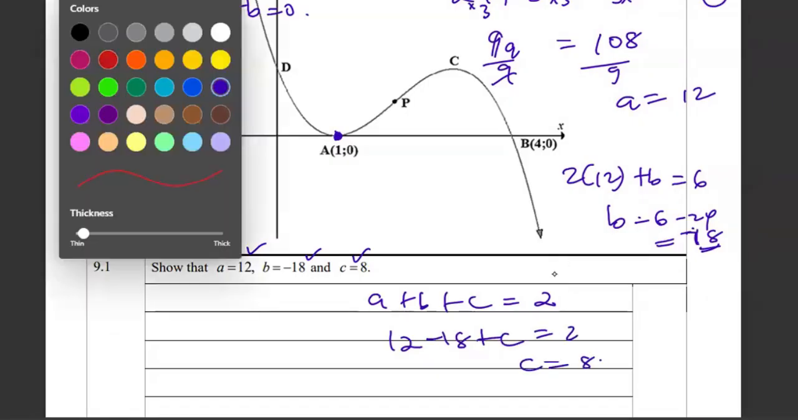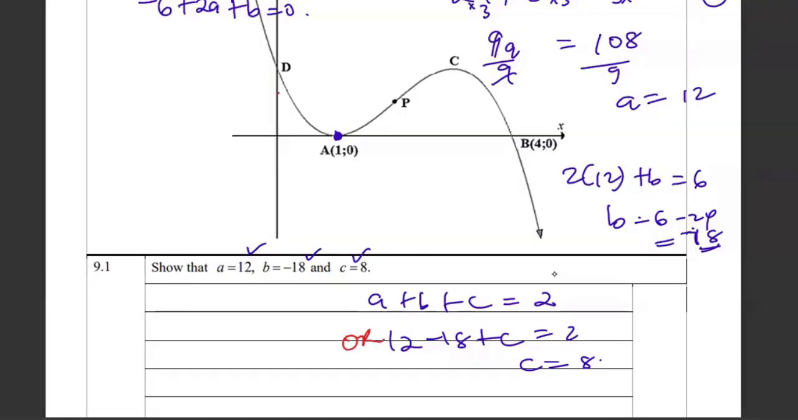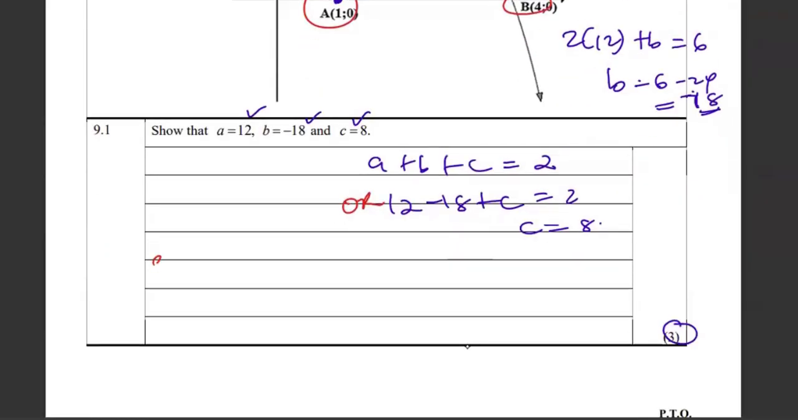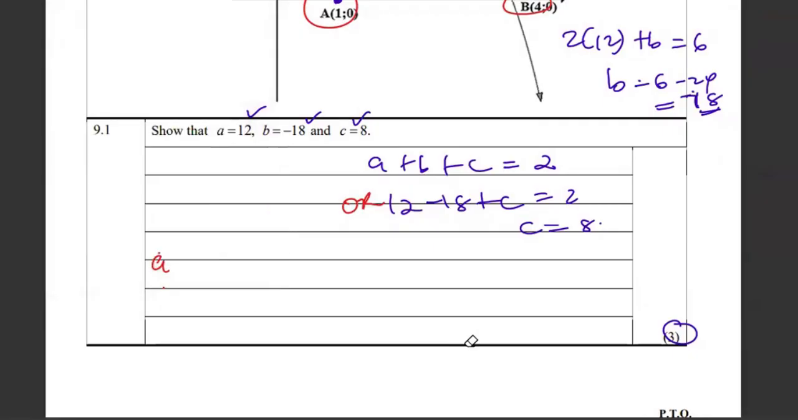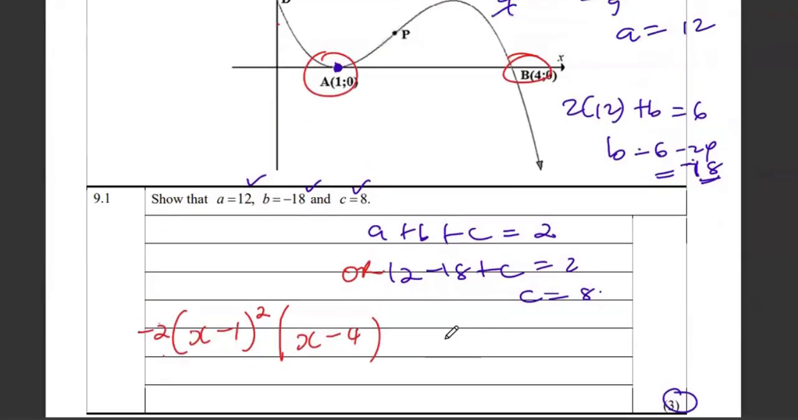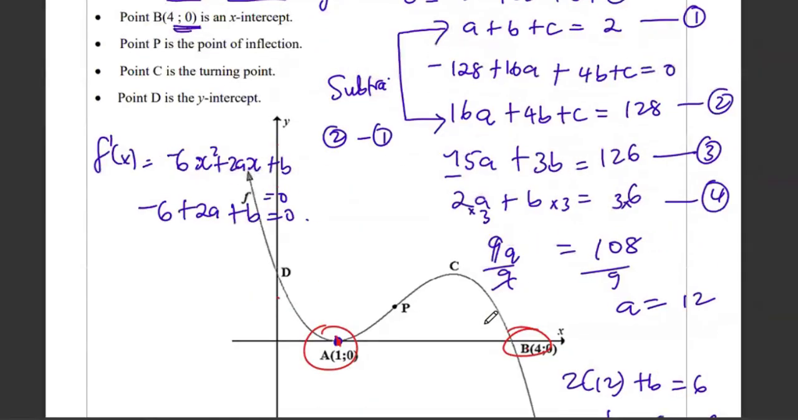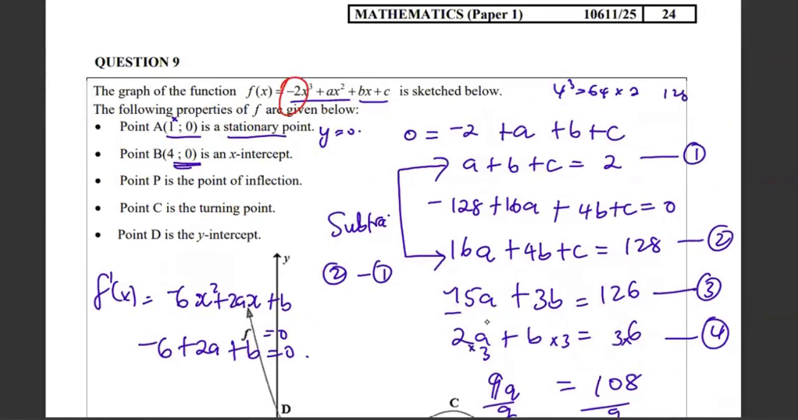So what I was saying is that the other alternative is by looking at the points A and B, since they are intercepts. Let me just use negative 2, since the first term is negative 2: x minus 1 squared into x minus 4. If we open this up, because this is a turning point and an intercept, that's why we are squaring it. We are saying our a is -2 because it is represented there.